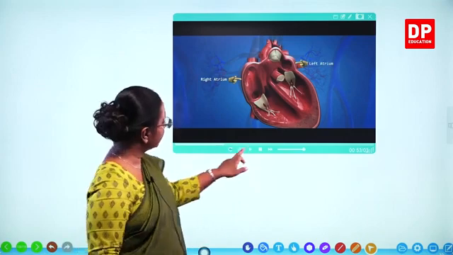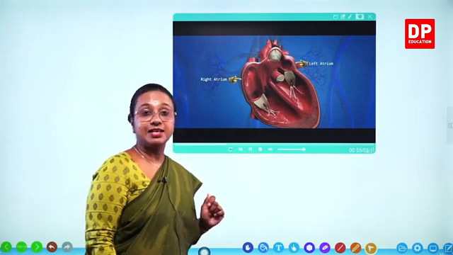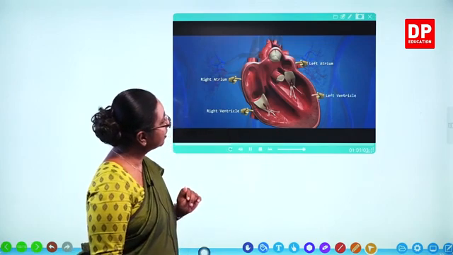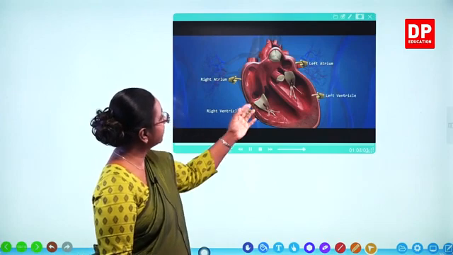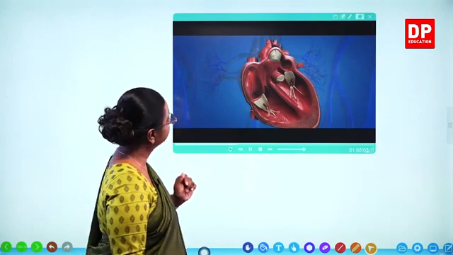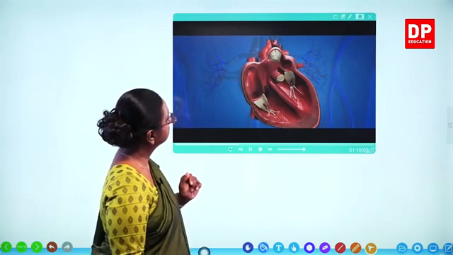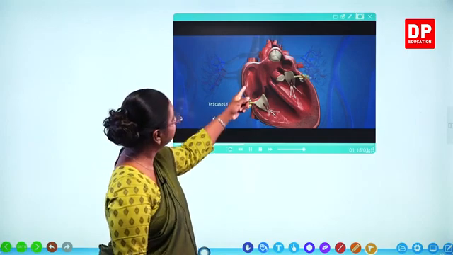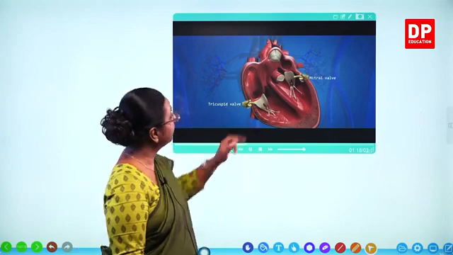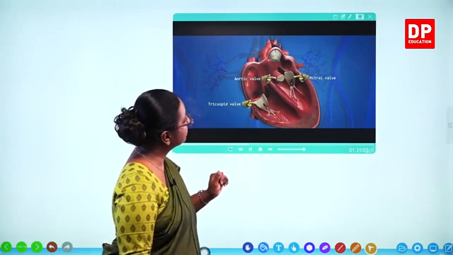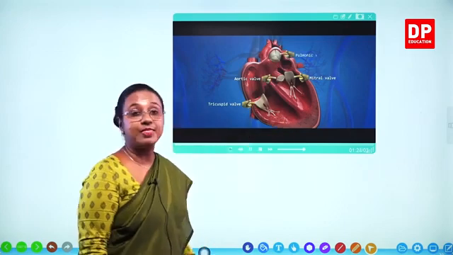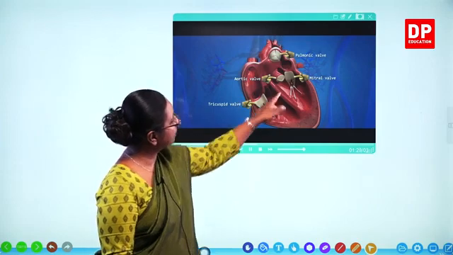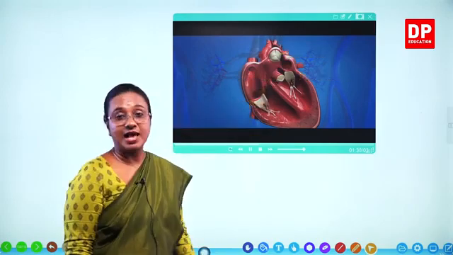So that is what you need to understand related to the structure of the heart, the right ventricle and the left ventricle, as well as the valves present there. The tricuspid valve is between the right atrium and the right ventricle, and the mitral valve or the bicuspid valve is between the left atrium and the left ventricle. There you can see the pulmonic valve and here you can see the aortic valve.